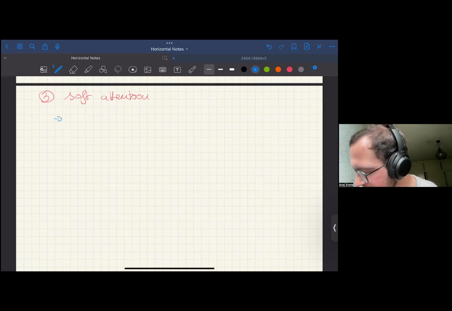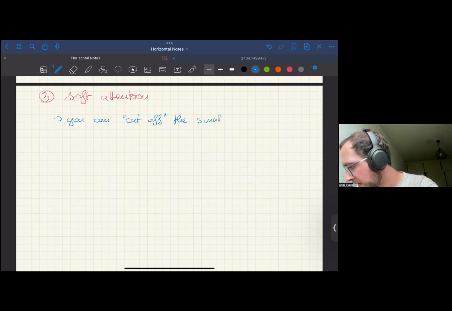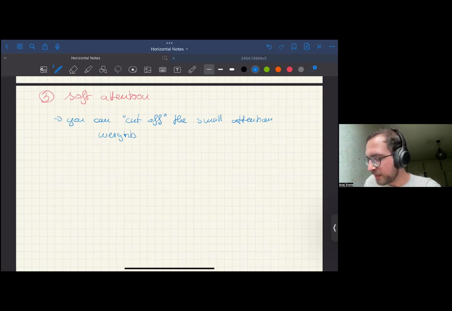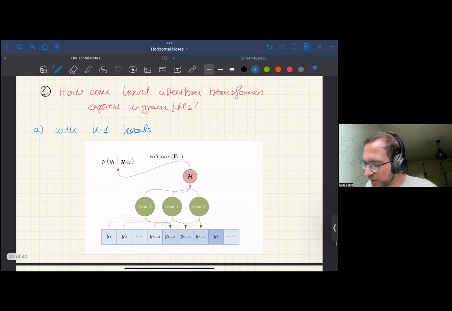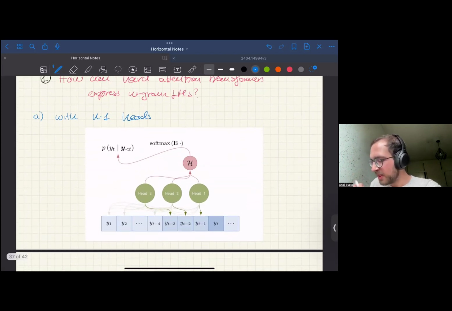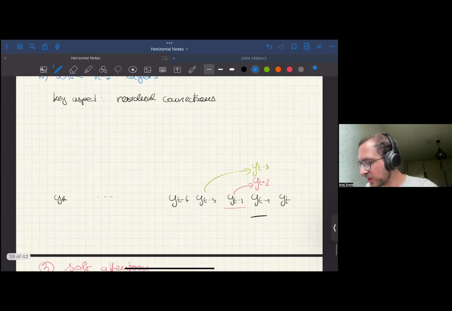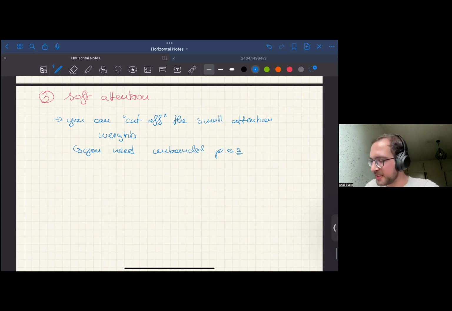So you can say cut off the small attention weights. But for that to be possible, you need unbounded PEs. Exactly. So basically, you can do both of these things again. You can do n-1 heads where you really focus on one head, and you can talk about n-1 layers, but you just have to have these unbounded positional encodings.